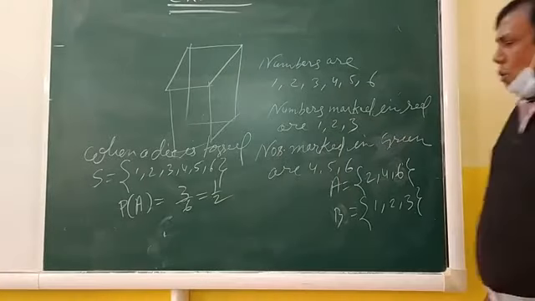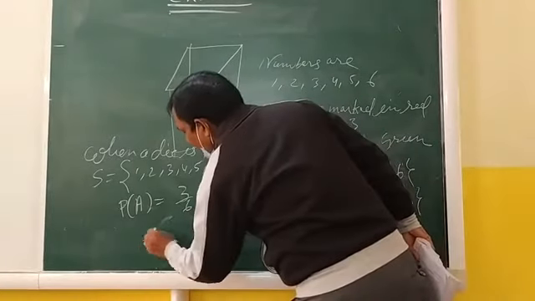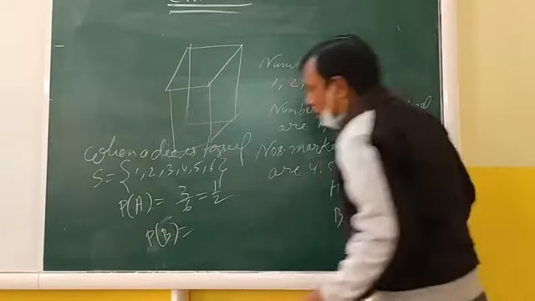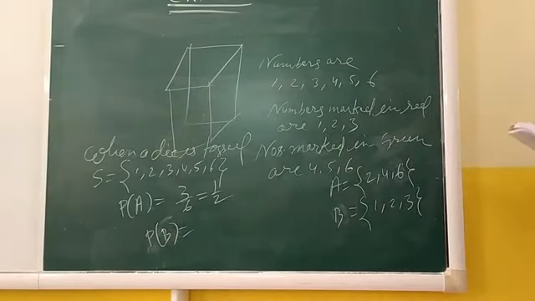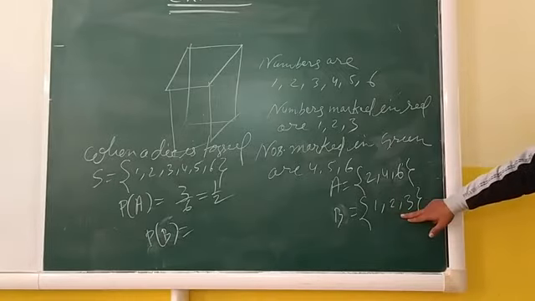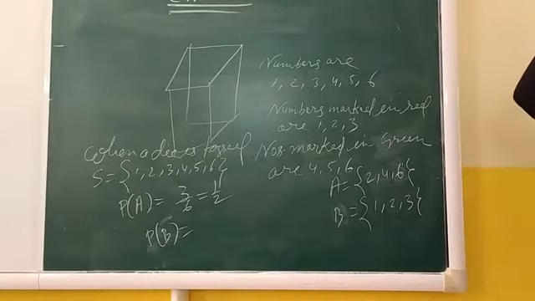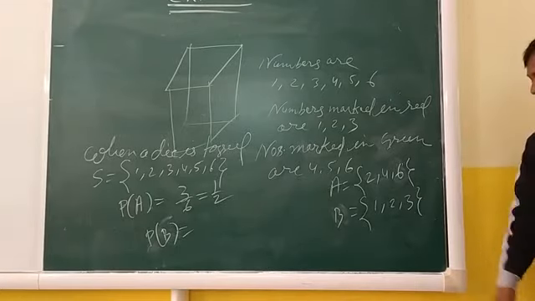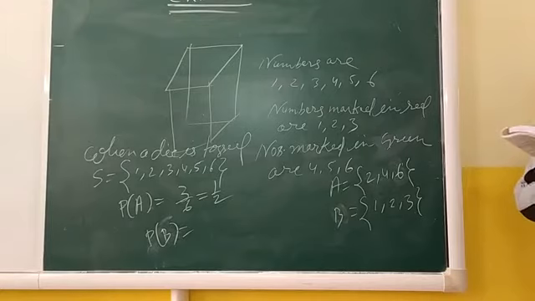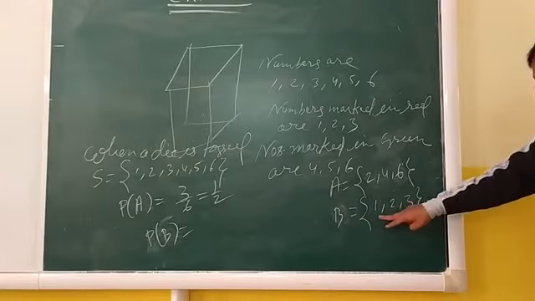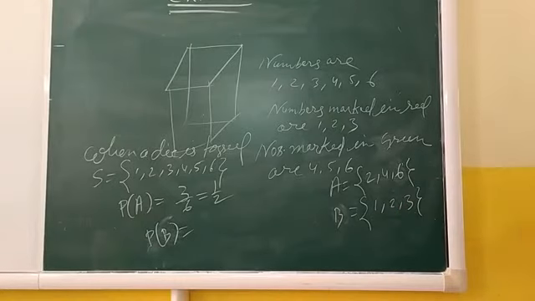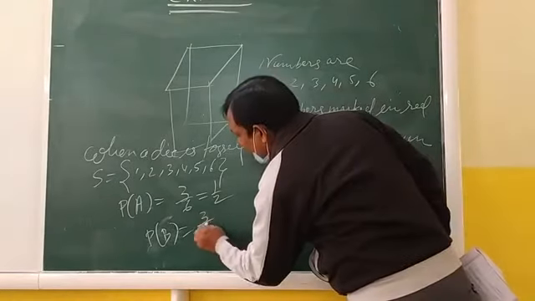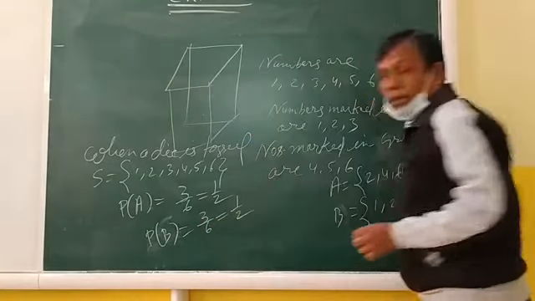Clear? What is P(B)? In B, the number is red. Okay. So how many numbers are red? 3 again. So it will be 3 by 6. It is 1 by 2.